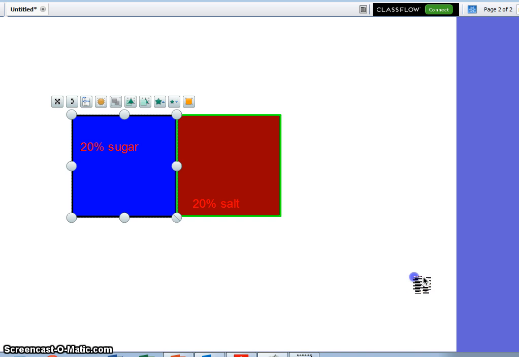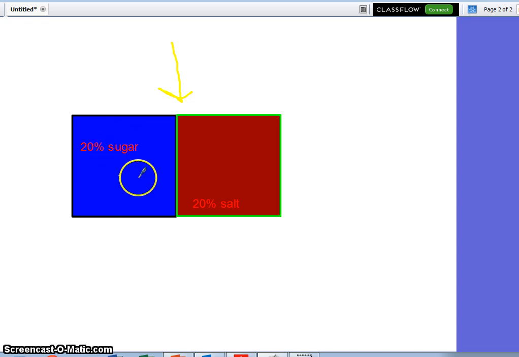Okay, so here's an example of what I'm referring to. Let's just pretend like right here is some kind of a semi-permeable membrane separating two sides. So on the left side of this semi-permeable membrane, I have a 20% sugar solution, and on the right side, I have a 20% salt solution.